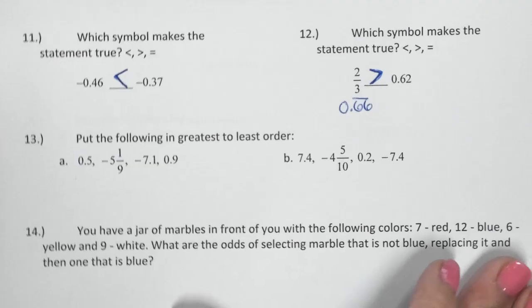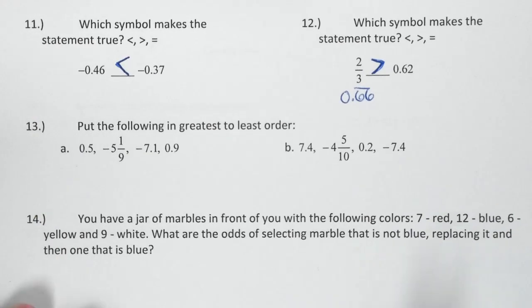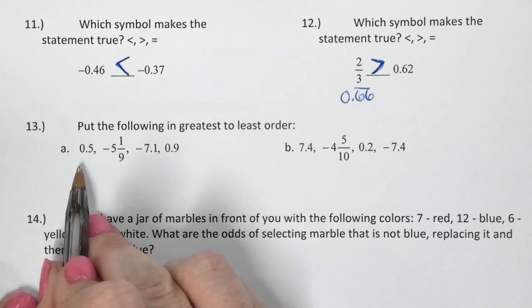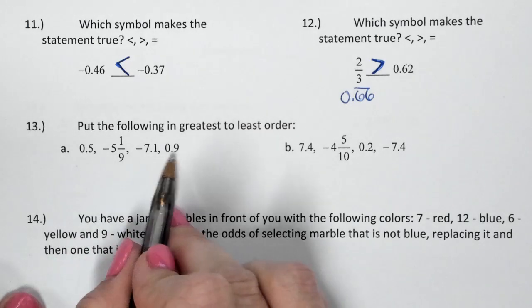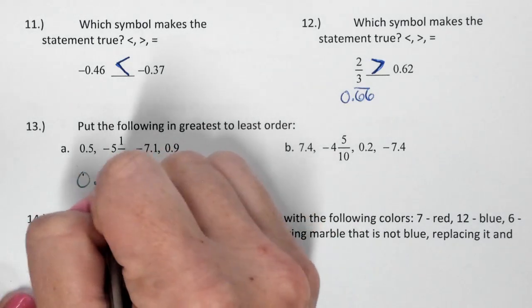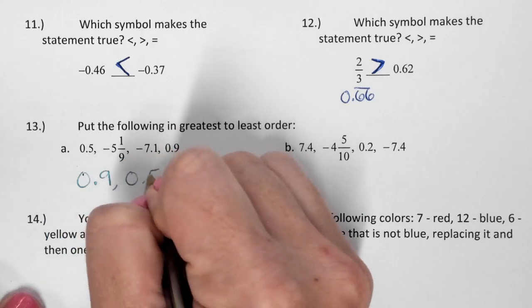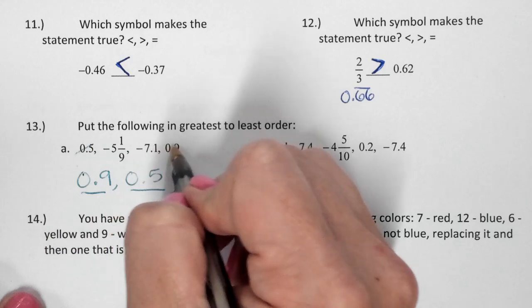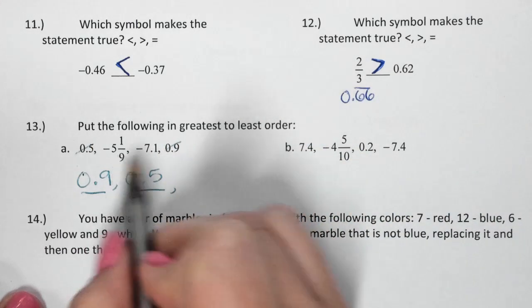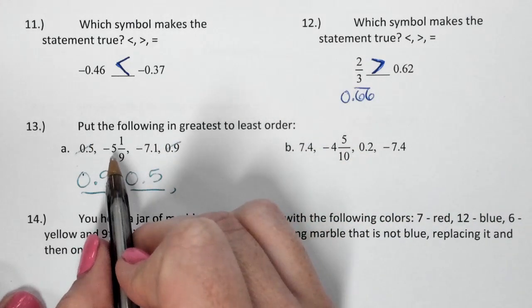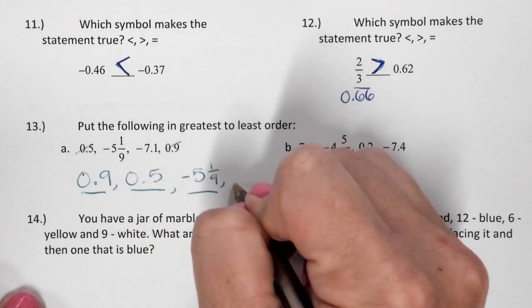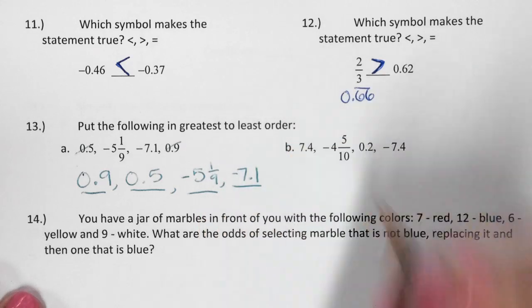Now, the first time I did this one, I'm going to tell you the truth, I did it backwards. So we want the bigger number to the smallest number. So 0.5, these are negative, so I know it's not those, and I have 0.9. So 0.9, 0.5. Okay, I know those are bigger. I'm going to cross them out as I go. And now remember, negatives are opposite. So this is a smaller number, meaning it's bigger. So there's that one.